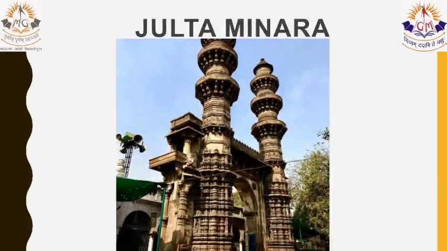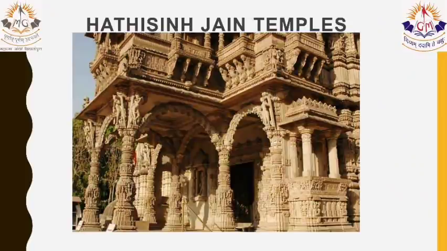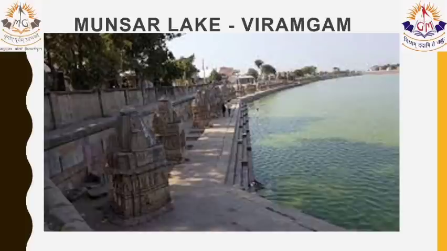Now, let us have a glimpse of what we just discussed and learned. Here is a pic of Julta Minara, which is in Ahmedabad, a very fine work of architecture. This pic displays the Jain temples of Hatisi. As we can see, very minute and very beautiful carving and sculpting work is done on stone. For example, we can see pillars, the Jarukha, etc. They clearly look very beautiful.